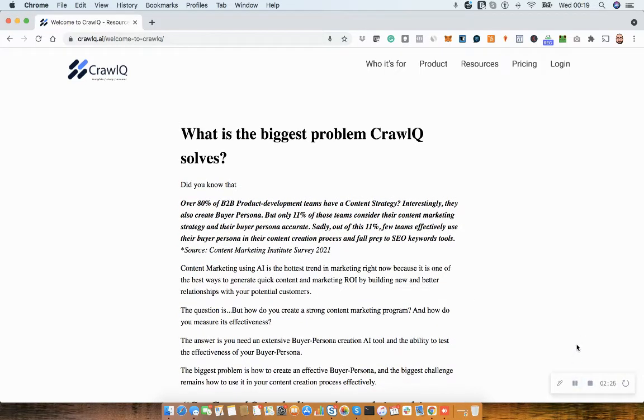Here is an interesting fact from the Content Marketing Institute Survey 2021. Over 80% of B2B product development teams have a content strategy. Interestingly, they also create a buyer persona, but only 11% of those teams consider their content marketing strategy and their buyer persona accurate. Sadly, out of this 11%, few teams effectively use their buyer persona in their content creation process and fall prey to SEO keyword tools.